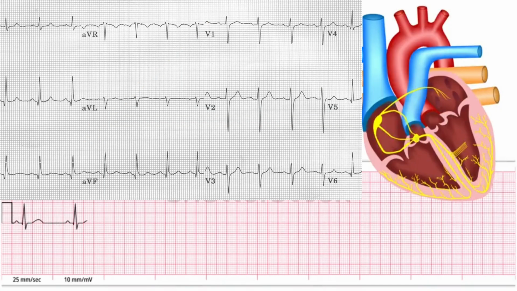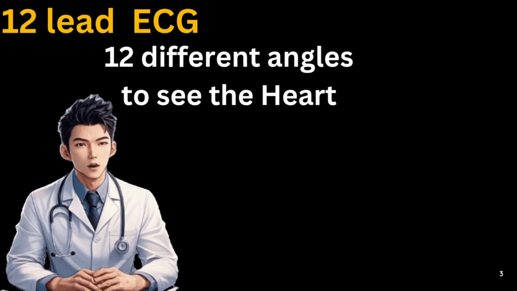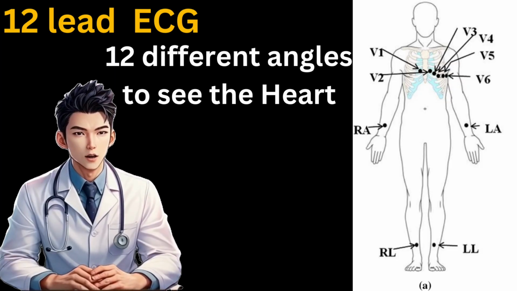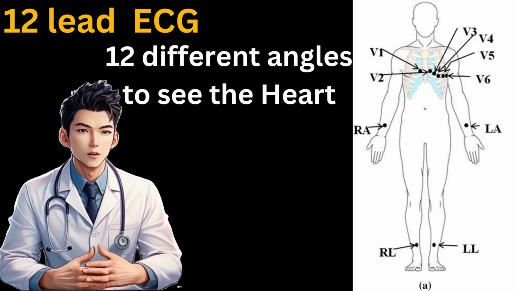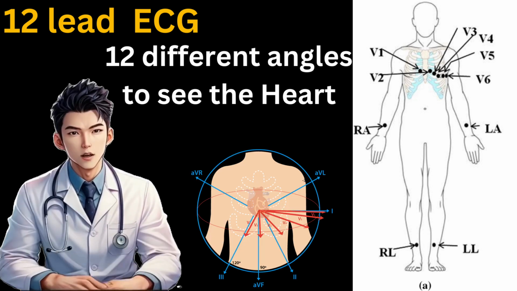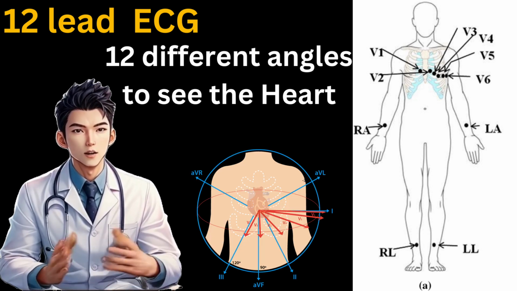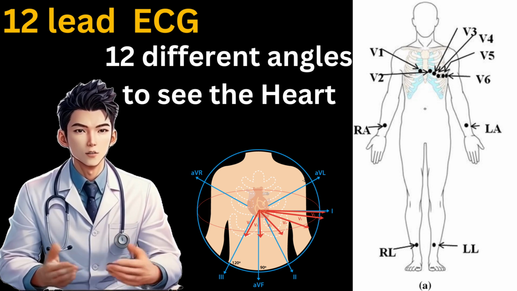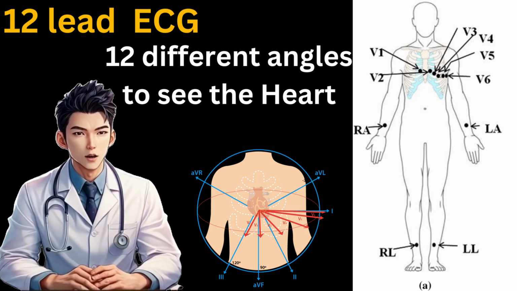Now in your hospital, you would have seen an ECG strip like this with all different leads capturing the activity of the heart, that is called a 12-lead ECG. What does 12-lead ECG mean? 12-lead ECG means that we are capturing the activity of the heart from 12 different angles. We are looking at the heart's electrical activity from 12 different angles, that is called a 12-lead ECG.